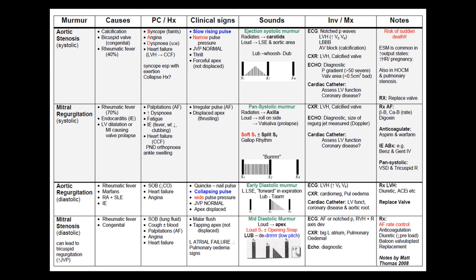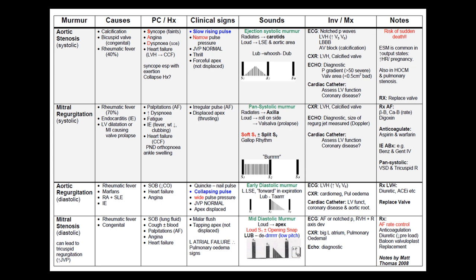This is an early diastolic murmur, so it's heard early in diastole, just after the S2 heart sound. And it's heard best whenever you lean the patient forward in expiration. Do you remember we talked about which heart sounds are heard best on inspiration and expiration? Everything on the left side of the heart is heard best in expiration. And you would investigate aortic regurge with an ECG.